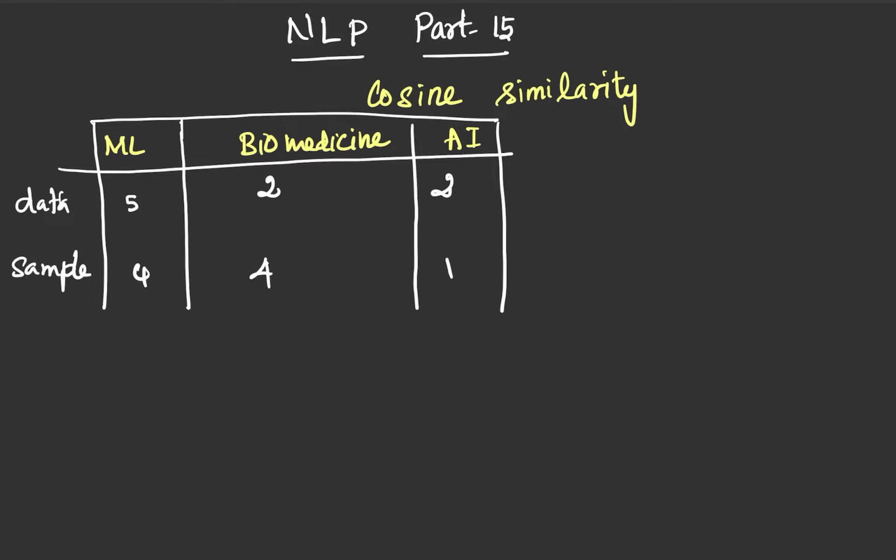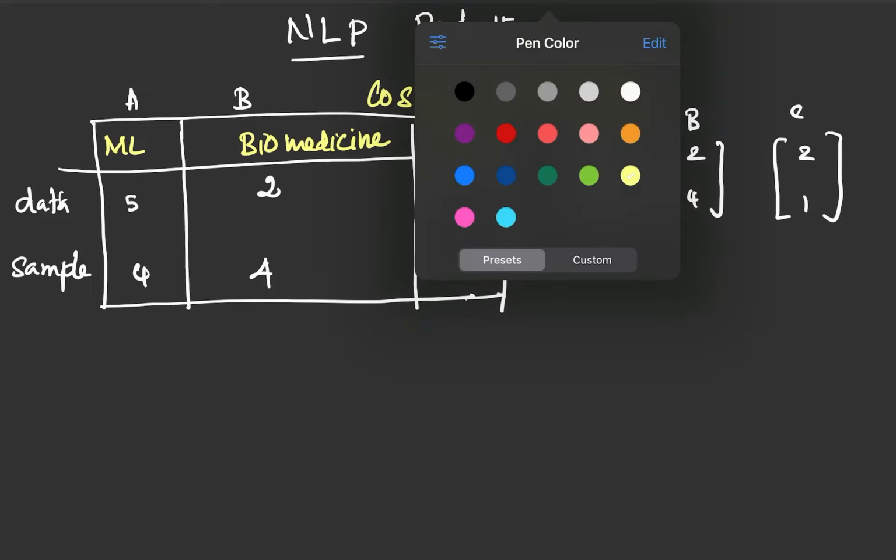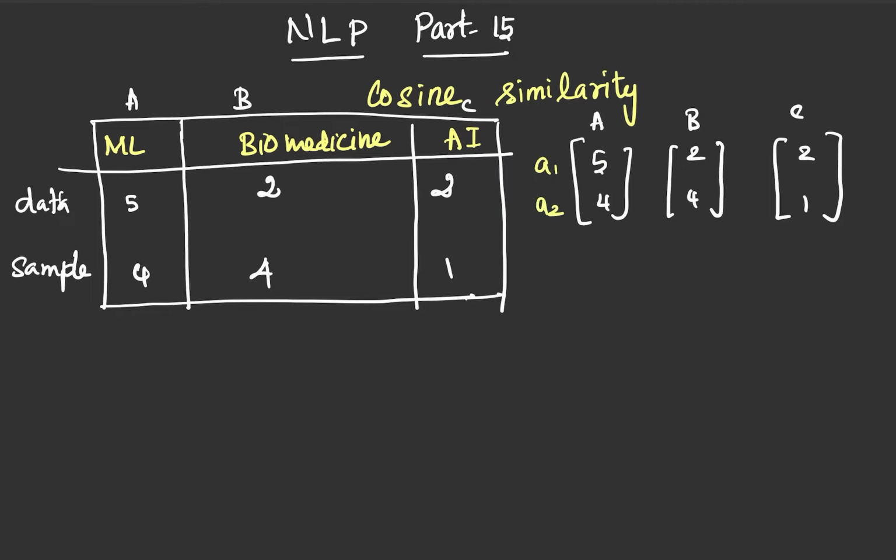Now, we already know how to represent these vectors in a 2D vector space. We have our 3 vectors: 5, 4 is document A, and document B, where document A is machine learning, B is biomedicine, and C is AI. So, our second document B is 2, 4. Document C is 2, 1. This 5 and 4 can be named as A1, A2, and here it is B1, B2, and this is C1 and C2.